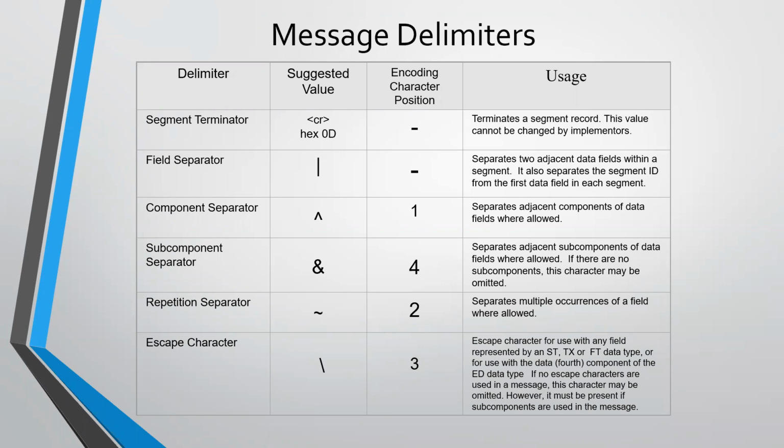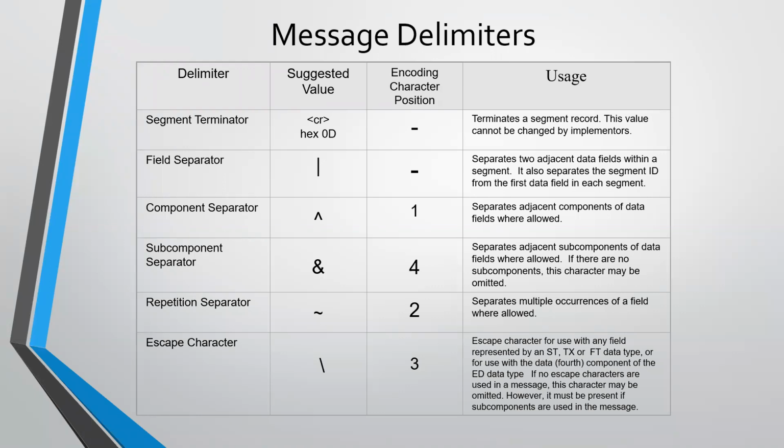Then you have the component separator. Within fields, if we still have further classification of data, then they are separated with the help of components. And components may again have subcomponents. We'll take a look at components and subcomponents with an example. But the symbol used to separate these data elements is the caret. This symbol that you're seeing here is called a caret. And then you have an ampersand to separate subcomponents.